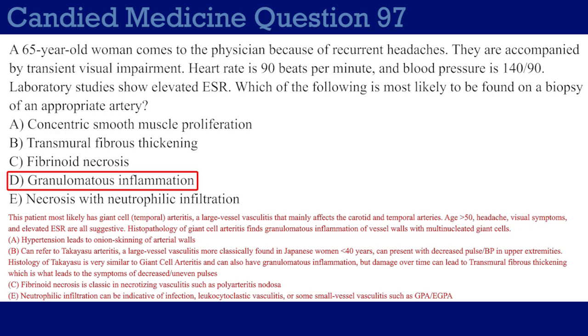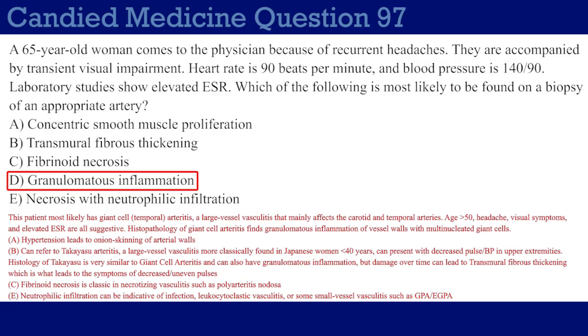The age and location tend to be a big giveaway as to whether they want giant cell arteritis or Takayasu arteritis on step exam, because if you look at histology, they're actually pretty similar. You can also have giant cells on Takayasu histology, as a matter of fact, and you can also have granulomas. But transmural fibrous thickening is referring to how over time Takayasu can cause the thickening of the vessel walls, which is actually what leads to a lot of the clinical findings of Takayasu, where you have a weakened pulse on the upper extremities because the arteries have become so thick that blood can't get through.